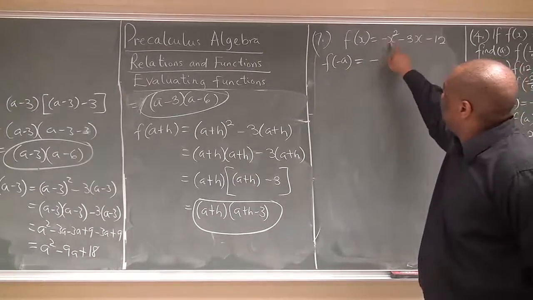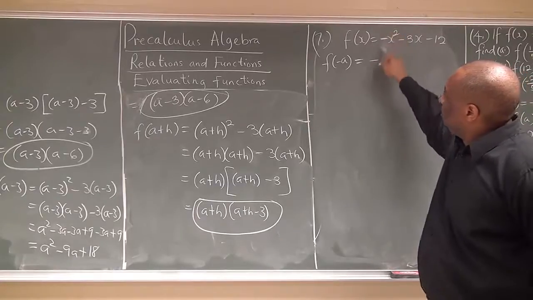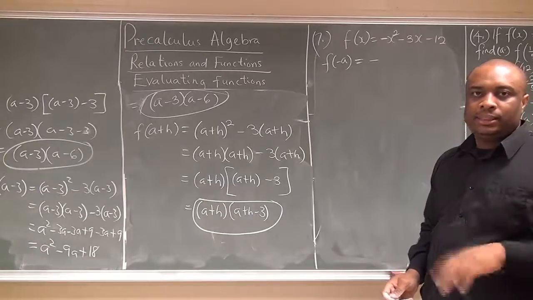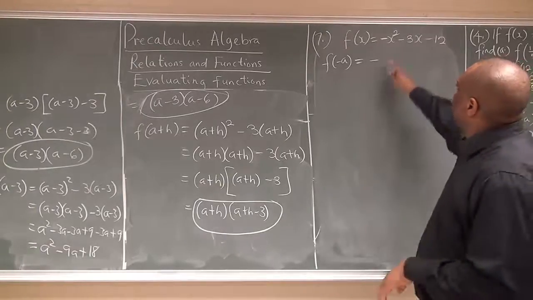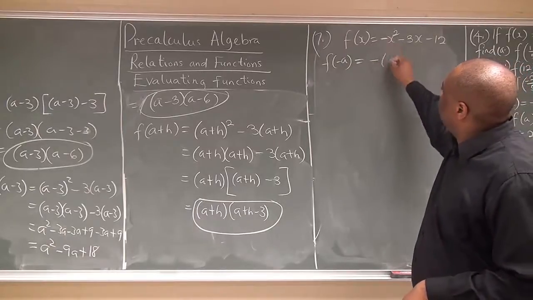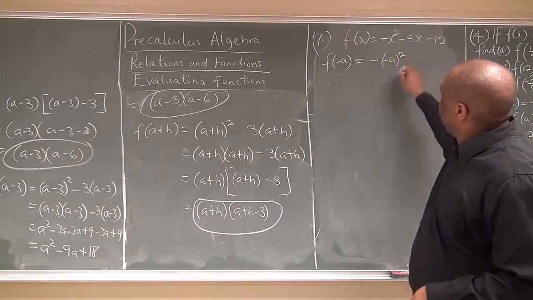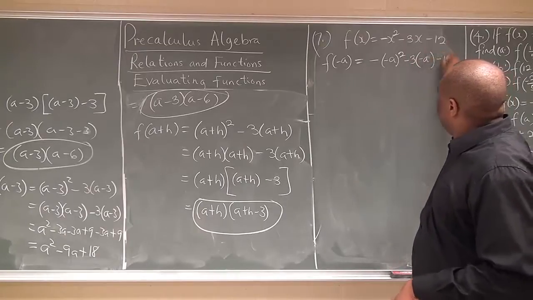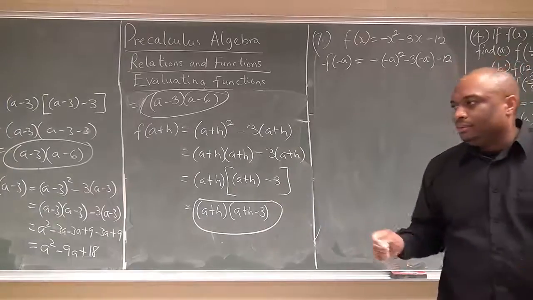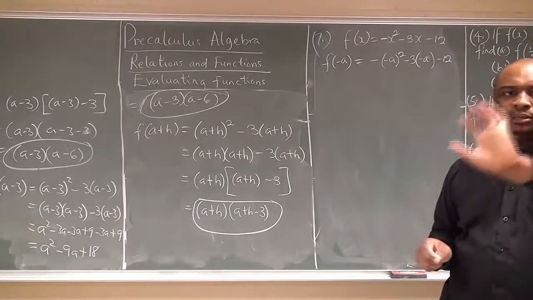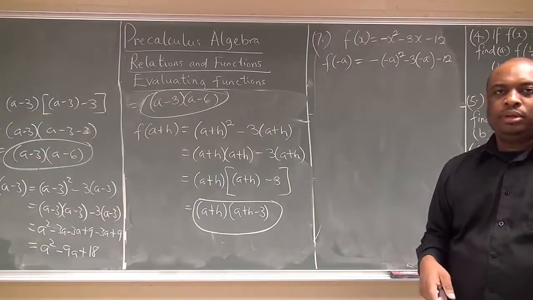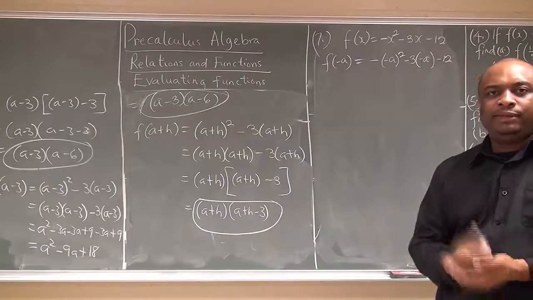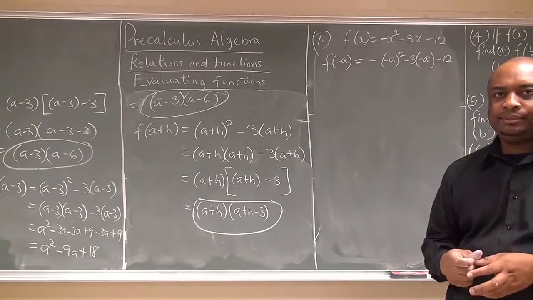So this negative is this negative, okay? Hey, be careful of your signs now. Be very careful of your signs so you do not make a mistake. So this negative is this negative. Then x is negative a squared minus 3 times negative a minus 12. Please pause the video and do it on your own. Then play the video again and see whether we get the same answer.